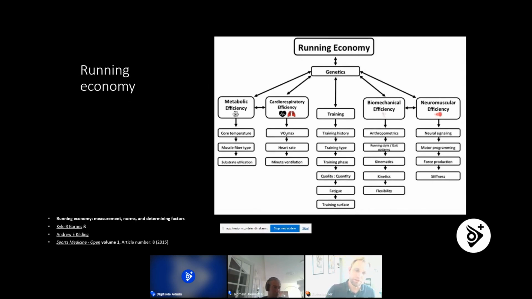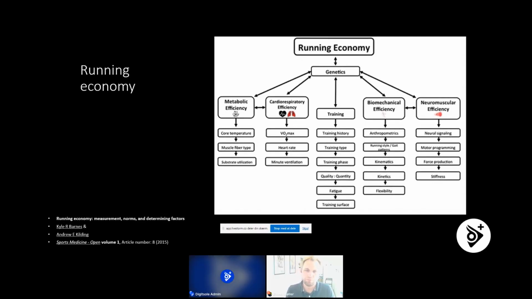The same goes for the cardiorespiratory efficiency. We have some kind of VO2 max, we have the heart rate, we have the minute ventilation, that to some degree are something that we can manage a bit, not that much, and not as much as with the metabolic efficiency. But these are the aspects of the physiology as in general understood: the heart, the blood, the lungs, and the turnover of oxygen and carbon dioxide.